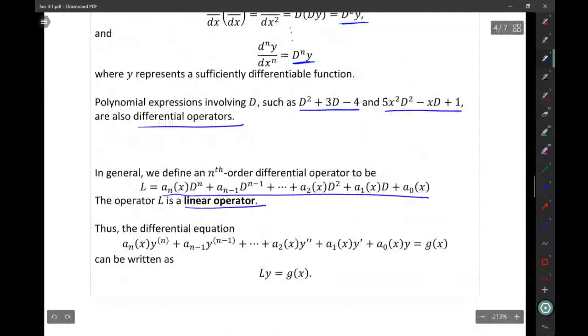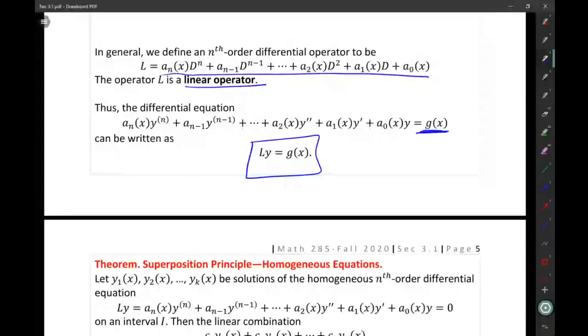Let's see the superposition principle. What do you mean by this? For a linear equation of third order, I should have three solutions. A linear equation with fourth order means I have to have four different solutions. Second order means I have two solutions.